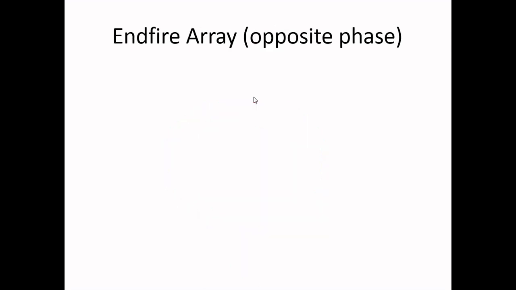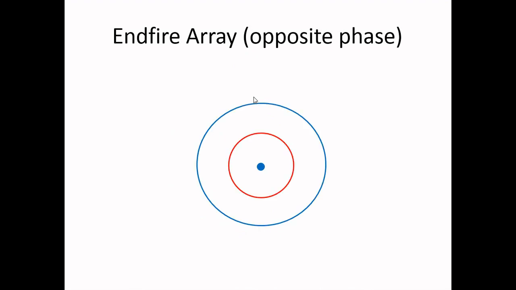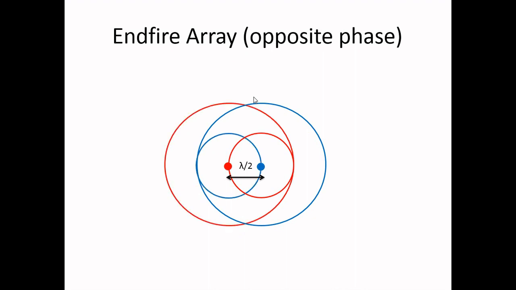So in the end-fire array, which is the second type of array, there is an isotropic element radiating in the same way as we saw earlier, but now when we put another element near it at lambda by 2 distance, we don't feed it with the same phase. Rather, we feed it with the opposite phase. Because of that, when the positive half cycle of one element is present, at the same time the negative half cycle of the other element is present. So these two elements are radiating in opposite phases.